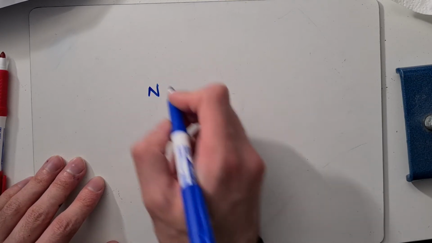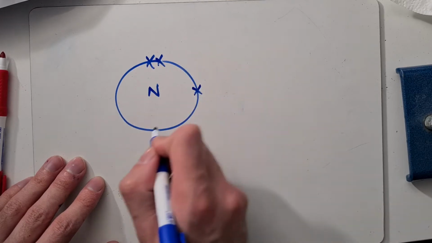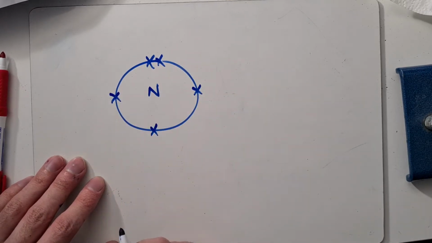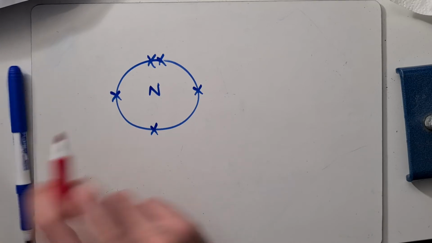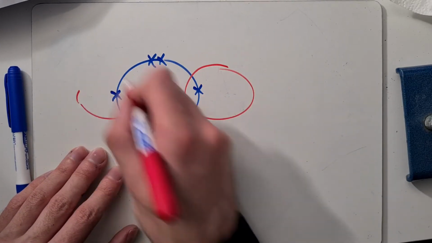So we've got our nitrogen, which is in group 5. So nitrogen has 5 electrons in its outer shell. With this, it's going to form 3 covalent bonds with Cl.